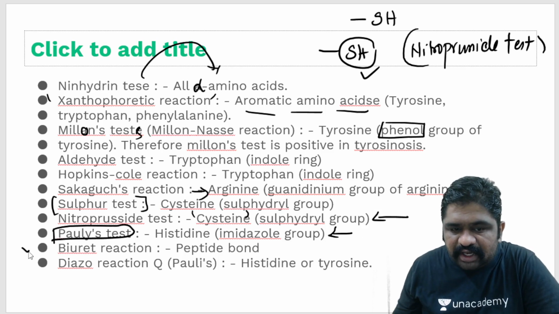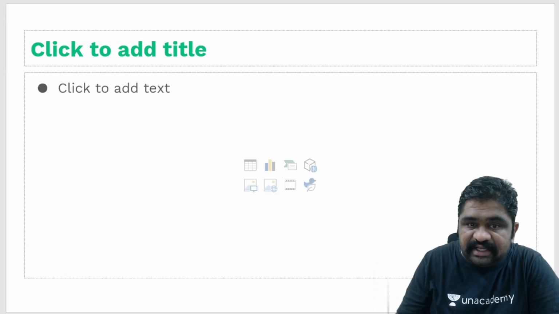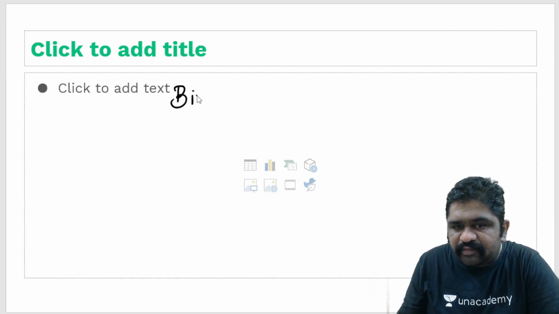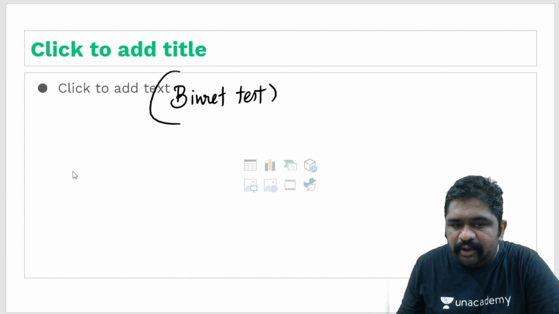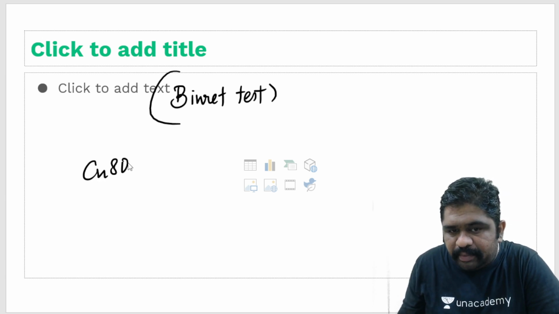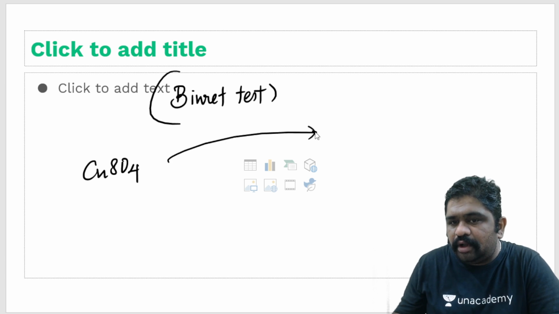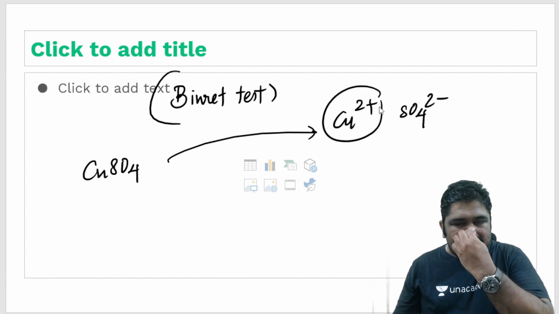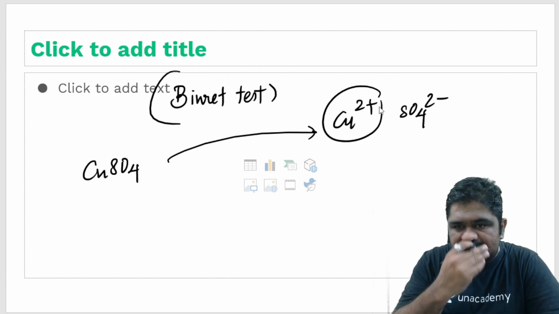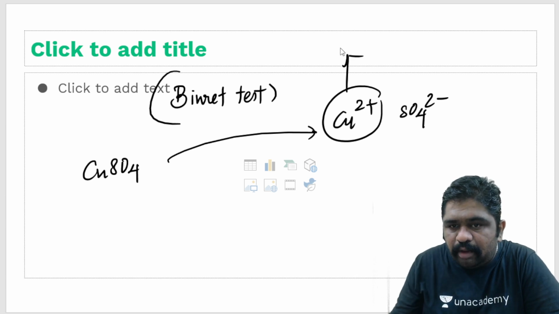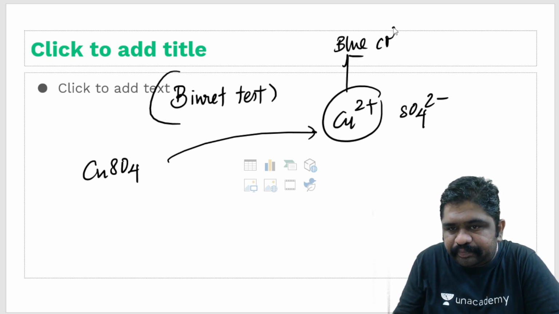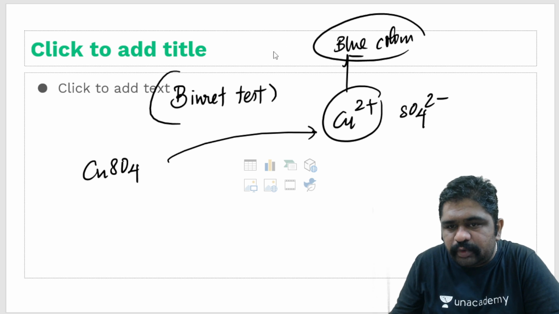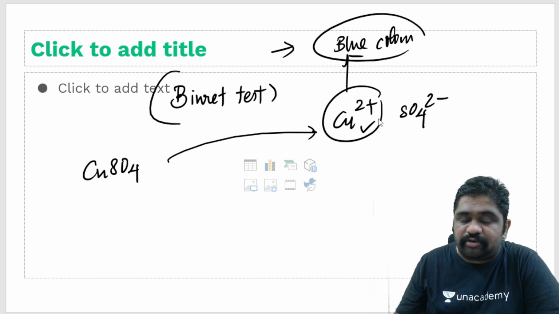There is another test called the biuret test, which is a very interesting kind of test. The reagent will be the biuret reagent, where you will be using copper sulfate. Now look at the beauty here. Copper sulfate will split into Cu2+ and SO4 2-. Copper in the Cu2+ form can actually be free. This will give out a blue color in general. And the reagent also will be blue in color because of the presence of copper.